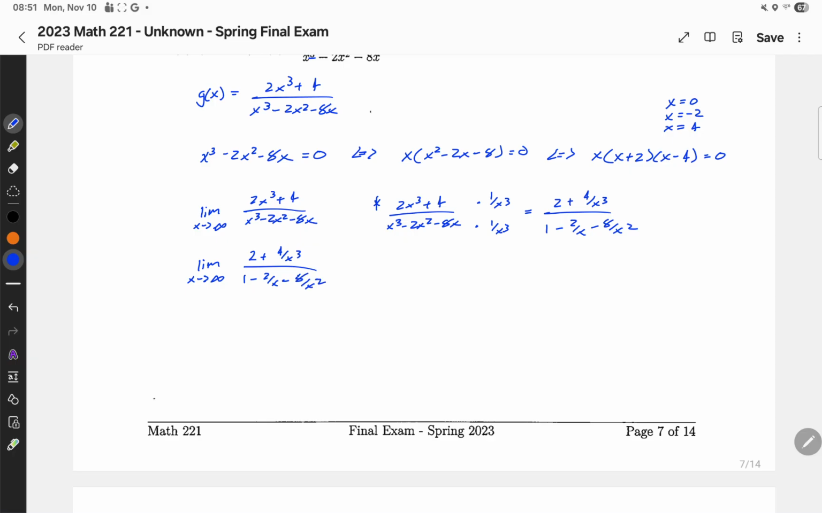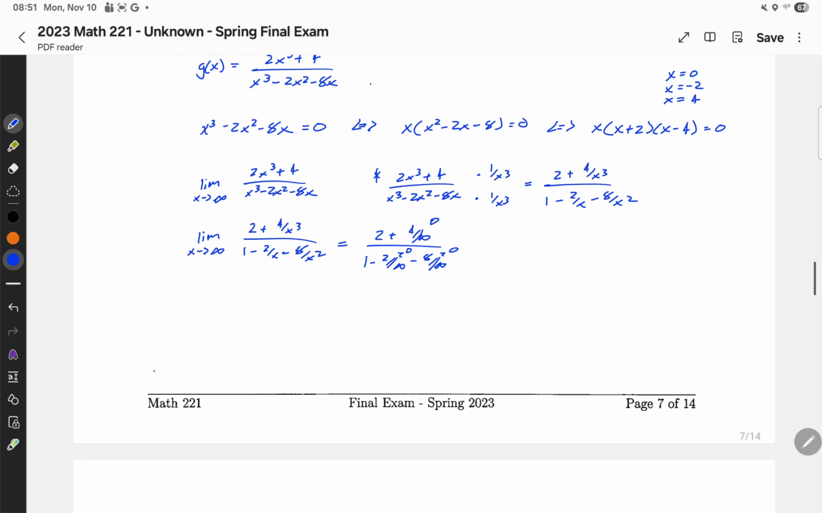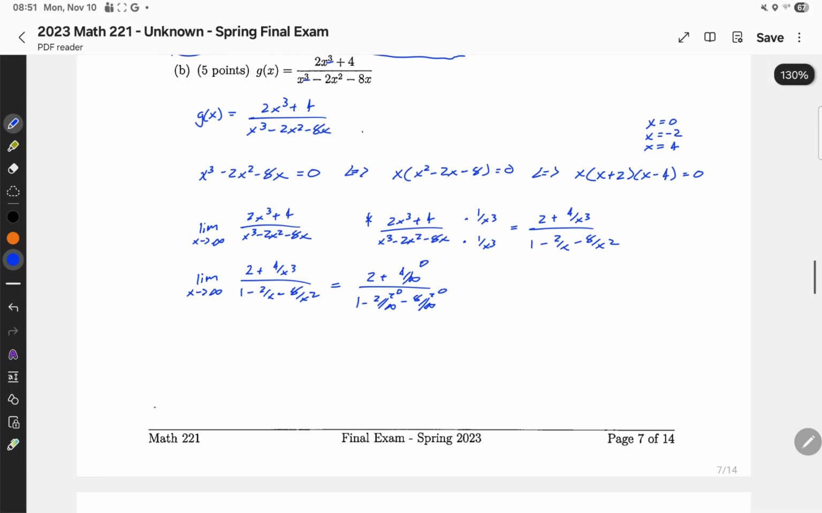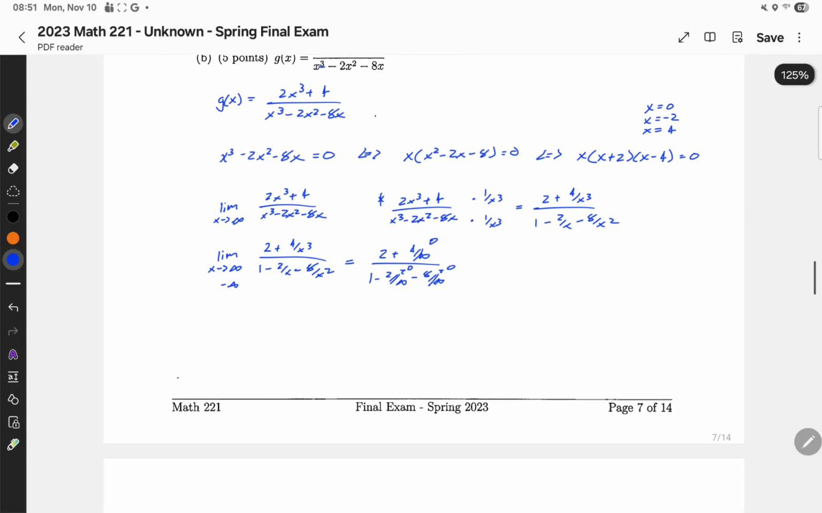We know that all of these terms are going to go to 0. I'll write it out explicitly, though. So this is going to be 2 plus 4 over infinity over 1 minus 2 over infinity minus 8 over infinity. And this is going to go to 0, this is going to go to 0, this is going to go to 0. The other thing I will note is if we had a minus infinity instead of just a normal infinity, none of these would change, right? All of these are going to 0, all of these are staying the same, it's just going to be equal to 2. So plus or minus infinity doesn't matter.